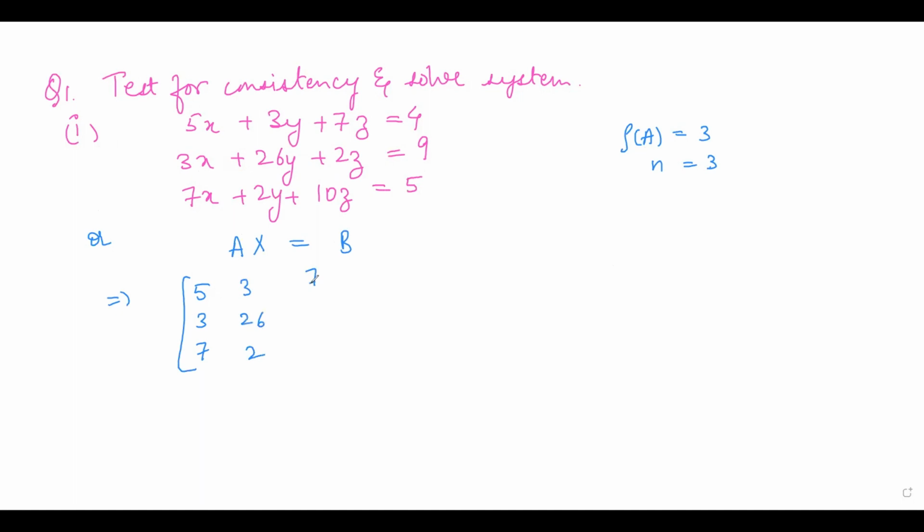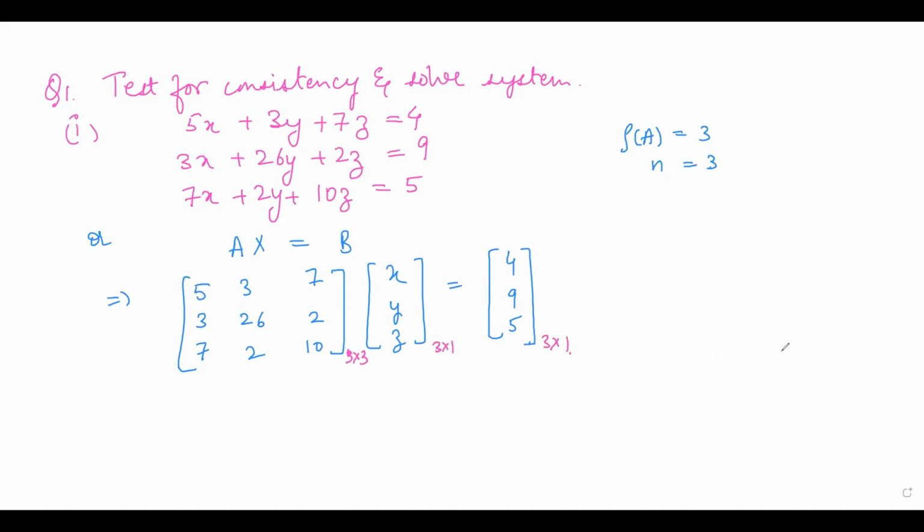So let me just write it quickly. X is the column vector of the unknowns. And B is the constant vector, that is 4, 9, 5. Again, a column vector. Now, let me just write it on another page, so you can just refer to this. This is 3 cross 3, 3 cross 1, and this is also 3 cross 1.